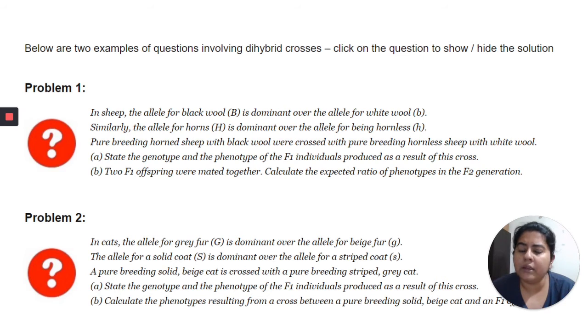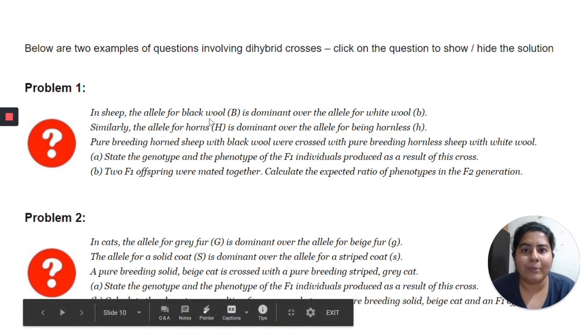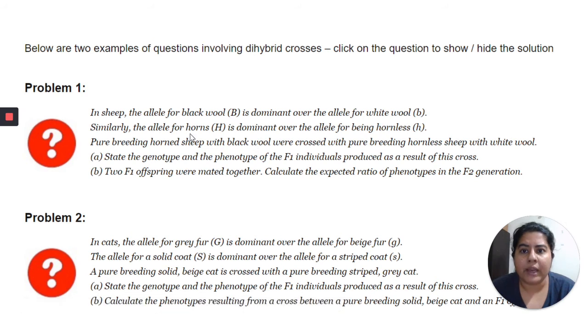Thank you for pausing. I'm going to now display the answer to problem 1, which is about the sheep, where black wool is dominant and white wool is recessive. And the other gene is about horns, capital H showing the allele for horn present and small h means not present. So you have to state the genotype and phenotype of F1, and then 2 F1 offspring were crossed. So what will happen to the genotype of the F2?